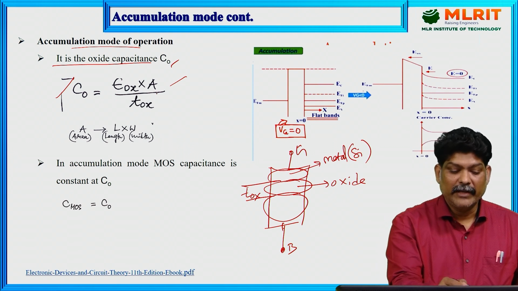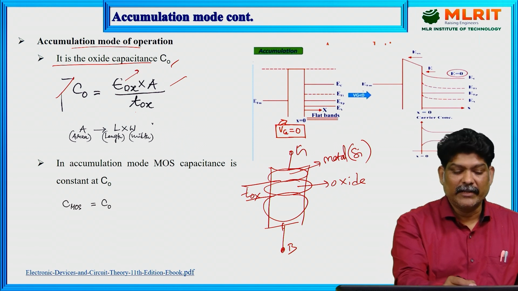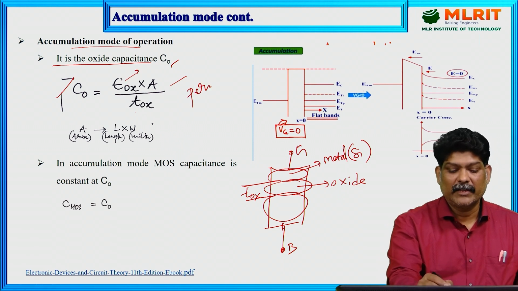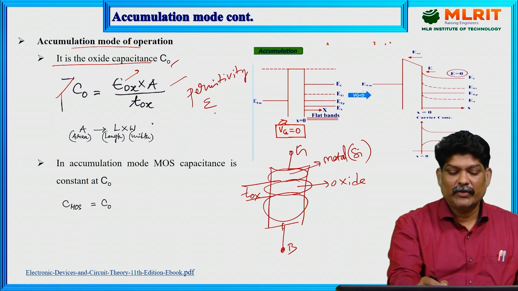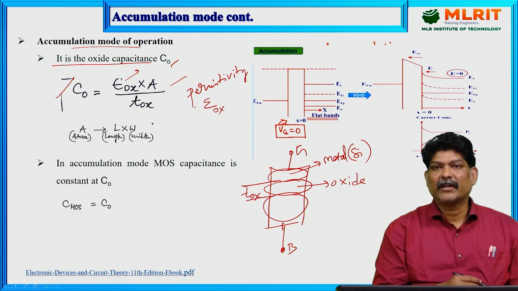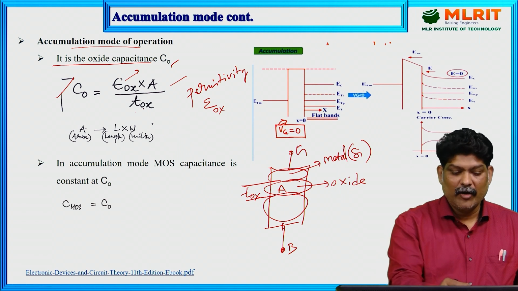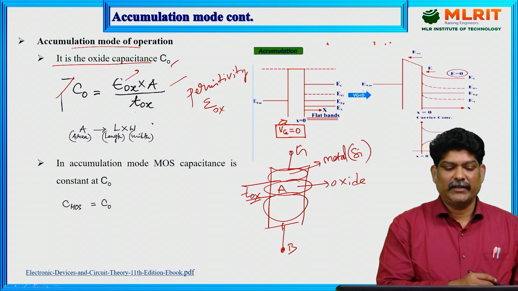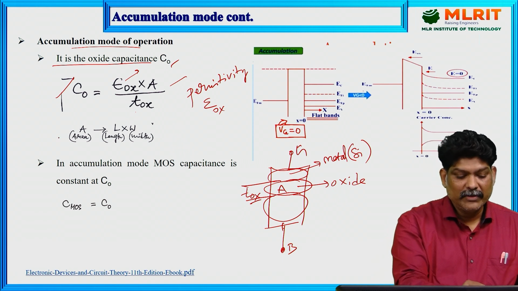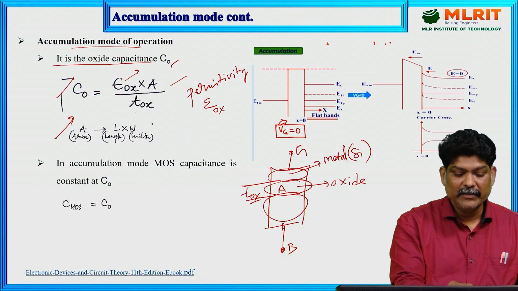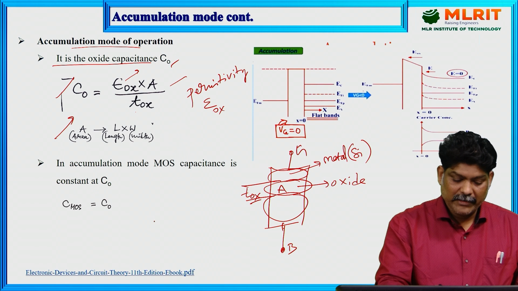epsilon ox A by Tox. What do we mean by epsilon ox? It means the permittivity of the oxide, a material constant. So epsilon ox, the permittivity of the oxide layer, into the area of the oxide layer, upon the thickness of the oxide layer. That is given as the oxide capacitance. And how to get the area? Area is length into width.